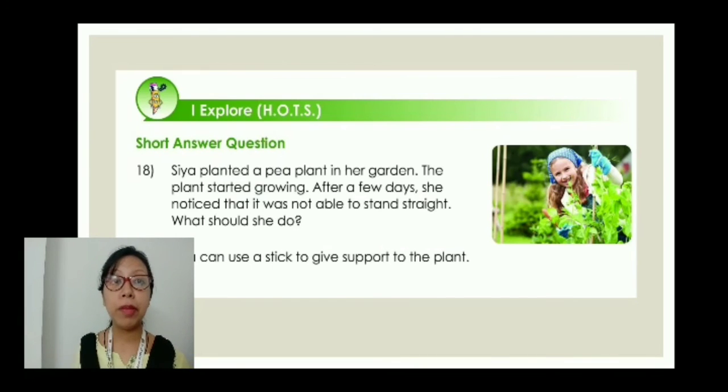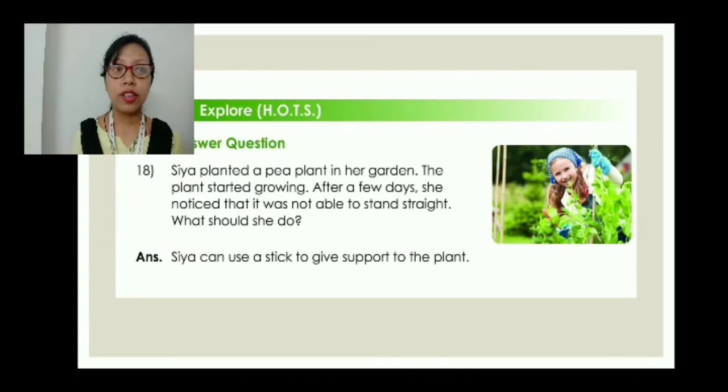Sia planted a pea plant in her garden. The plant started growing. After a few days, she noticed that it was not able to stand straight. What should she do? So, Sia planted the pea plant, okay? Then she noticed that the pea plant is not growing upright. It falls down because this pea plant needs some support, either from a plant or a stick or a bamboo. Now what will she do? Sia can use a stick to give support to the plant, right?